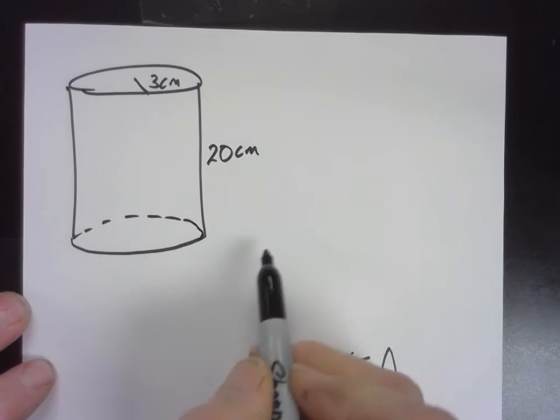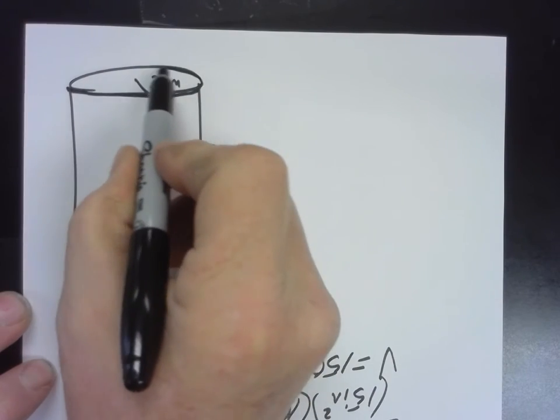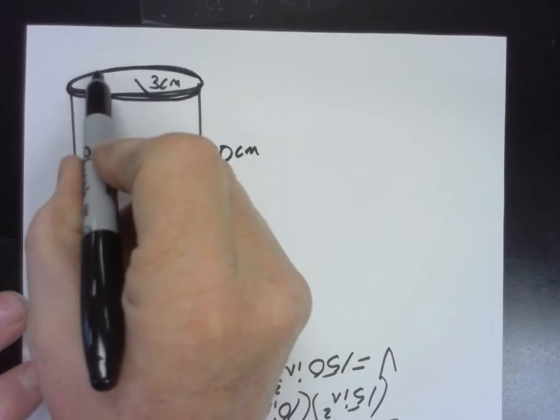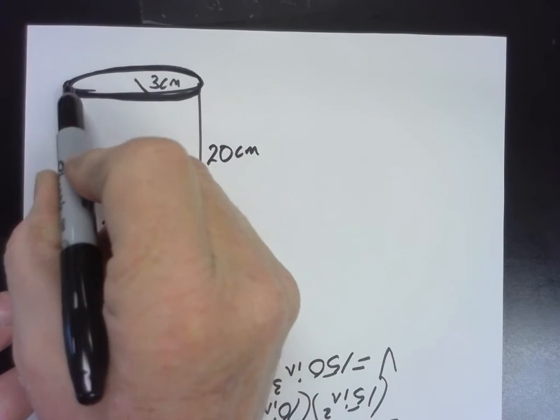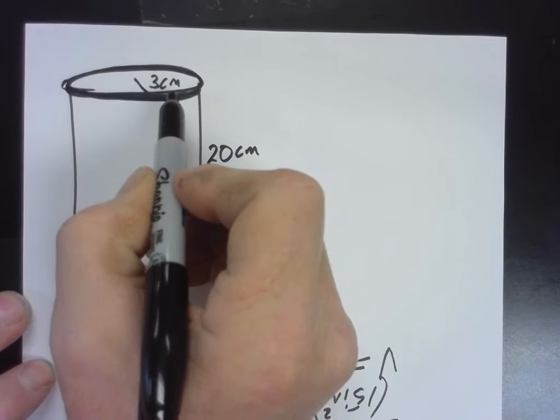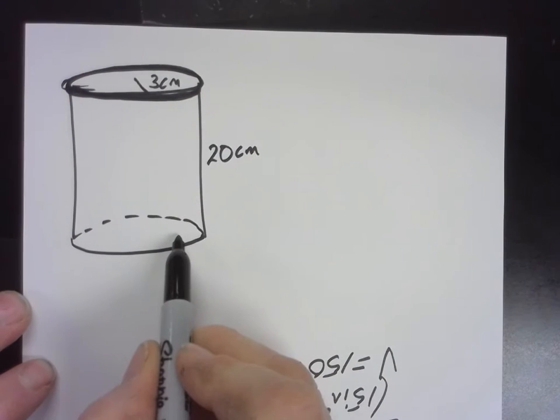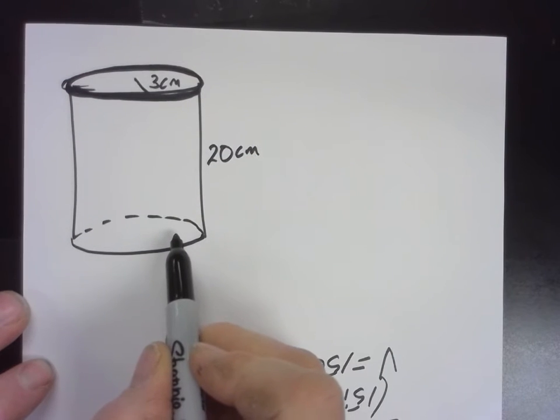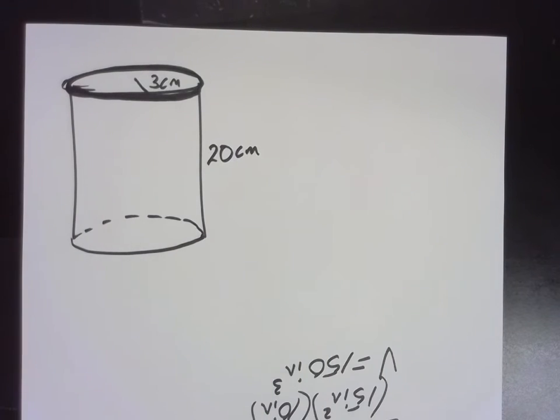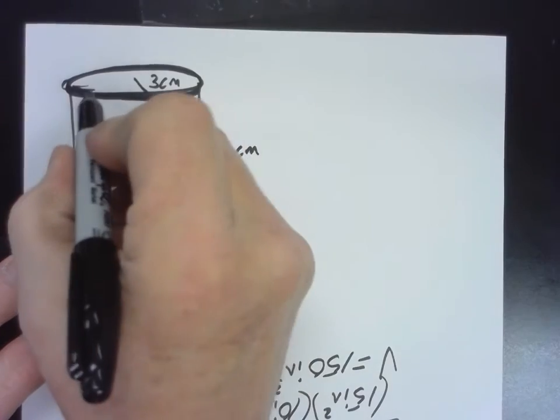All we've got to do is take the area of the base, and this gets confusing because I'm circling the top, but I'm saying area of the base. Is this the base? Yes. Is this the base? Yes. Okay. All of these figures, we don't worry about the top and the bottom. The bases, they're the same thing. So what is the area of the base?